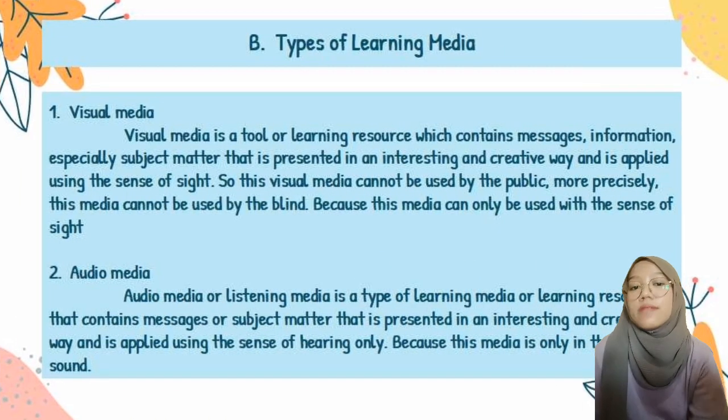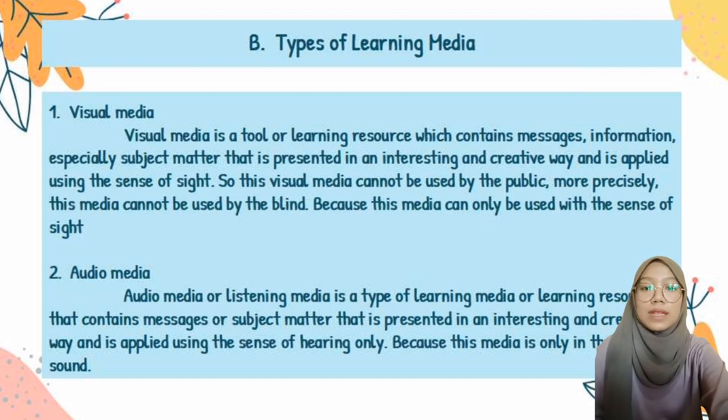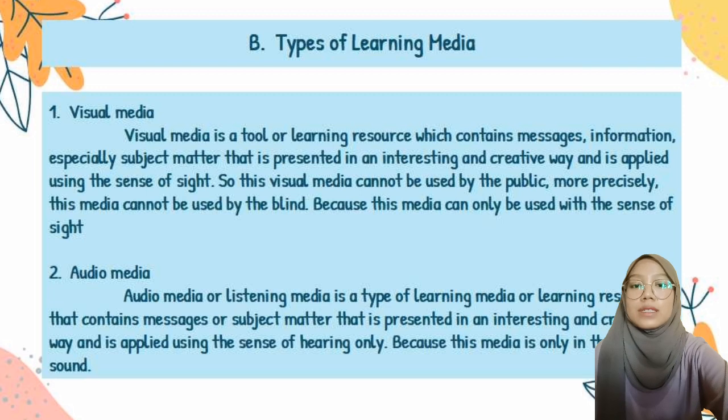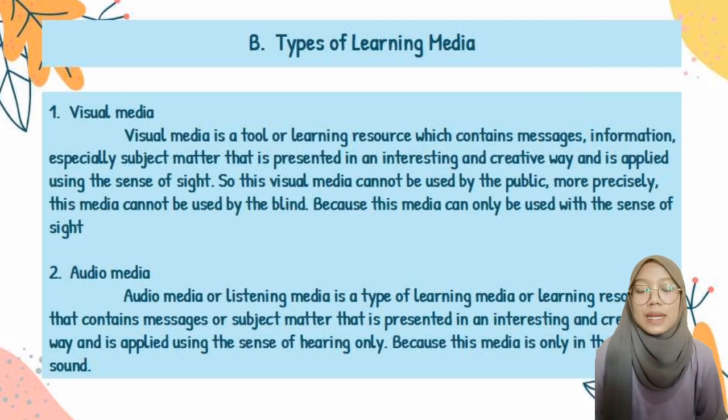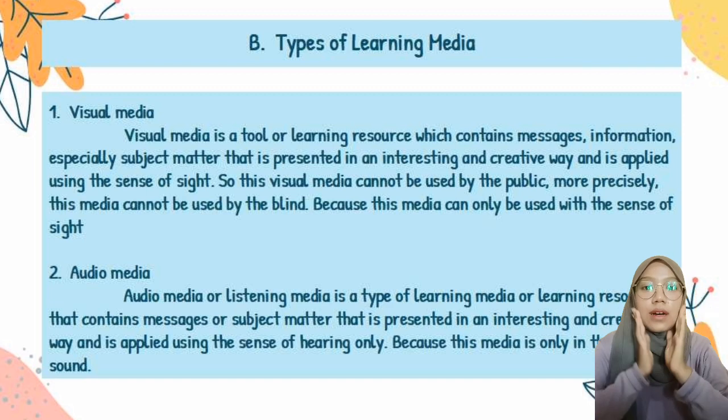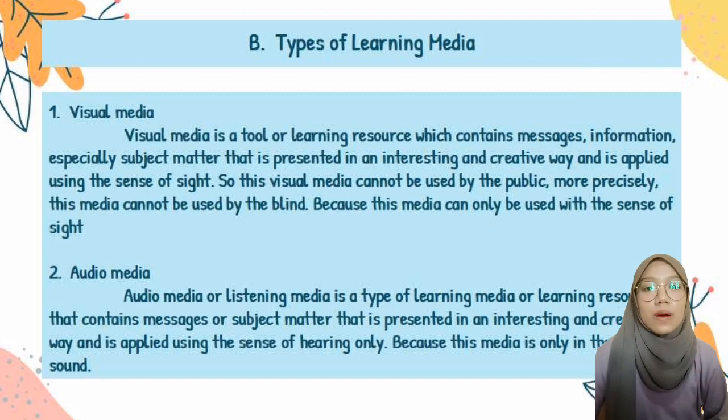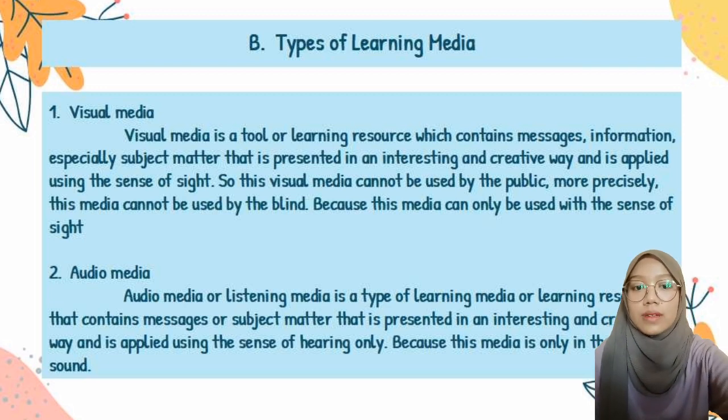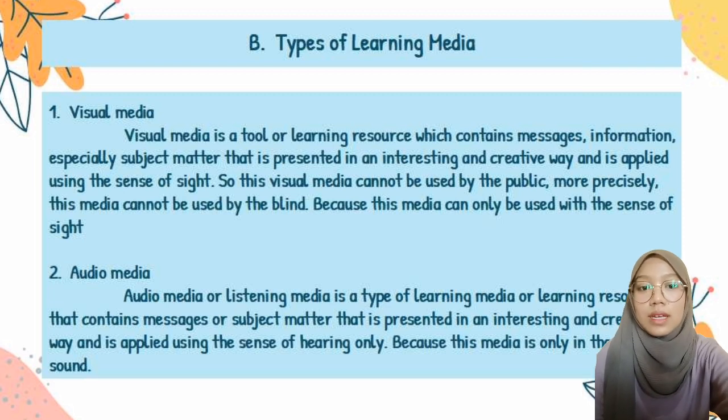First, visual media. Visual media is a tool or learning resource which conveys messages and information, especially subject matter, that is presented in an interesting and creative way and applied using the sense of sight. So this visual media cannot be used by the blind, because it can only be used with the sense of sight. Second, audio media. Audio media or listening media is a type of learning media that conveys content, message, or subject matter presented in an interesting and creative way using the sense of hearing only, because this media is only in the form of sound.